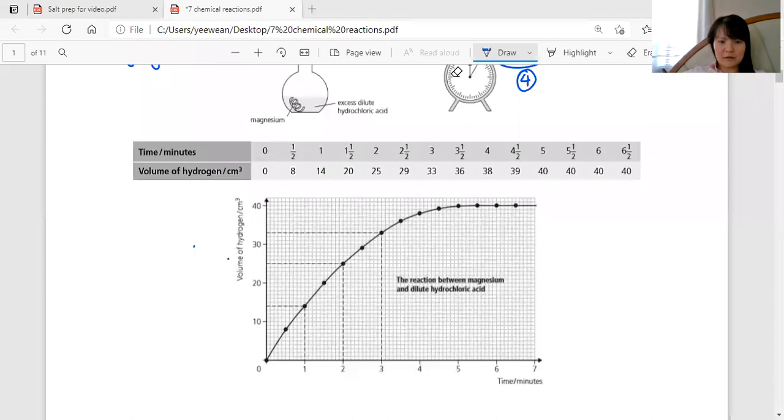You can calculate the rate of reaction at any point here by drawing a tangent and calculating the gradient. That's one way to get the rate of reaction. That's not an average rate of reaction. That is the rate of reaction at that certain point of time.